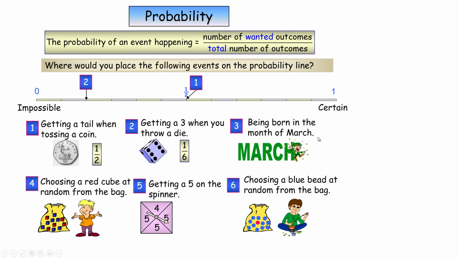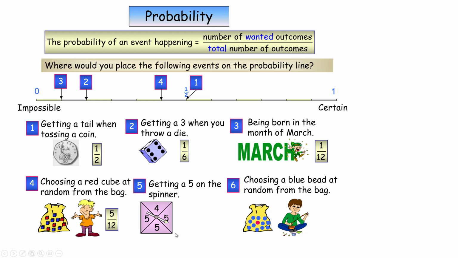Being born in the month of March. There are 12 months in a year, so it's 1 out of 12. So we're down there for number 3. Number 4, choosing a red cube from the bag. We've got 5 red cubes, and 7 others. So the total number is 12. So 5 out of 12. So 5 out of the total number of possible outcomes. And so 5 out of 12. It's very close to evens.